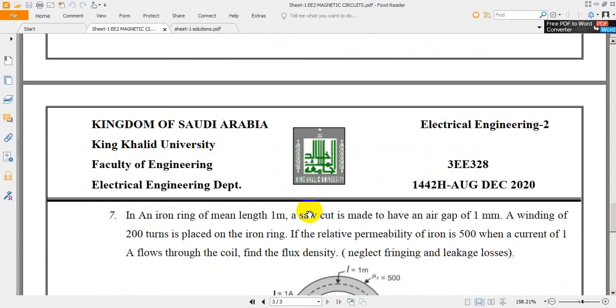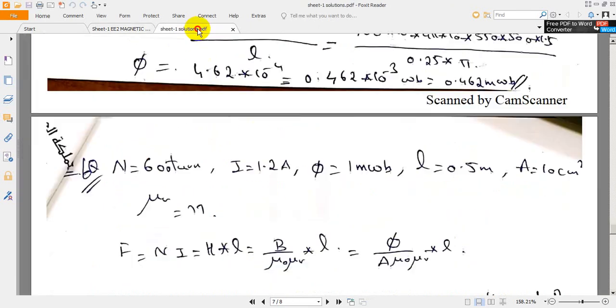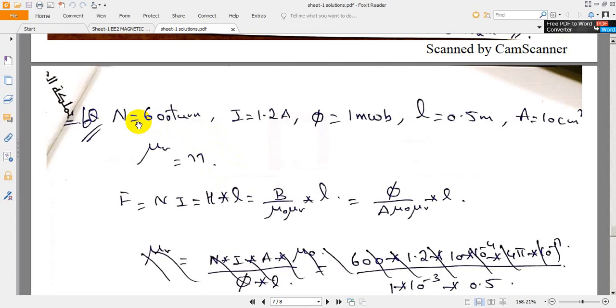The solution: first write the given data. The number of turns is 600 turns. Current flowing through the coil is 1.2 amperes. Flux is equal to 1 milliweber. Length of the core is 0.5 meters, and the cross sectional area is 10 centimeters square. We need to evaluate the permeability, relative permeability.